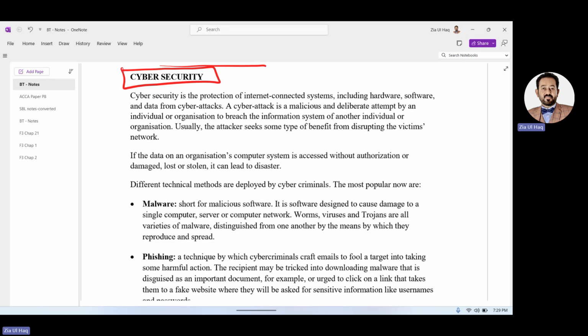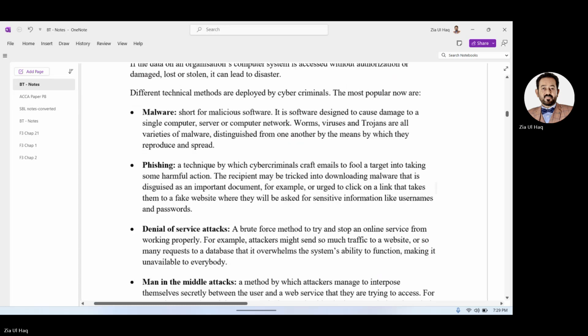So cybersecurity is the protection of internet connected systems, including hardware, software, and data from cyber attacks. Cyber attack means attack through viruses or attack from hackers. What are the different hacker attacks on the system?